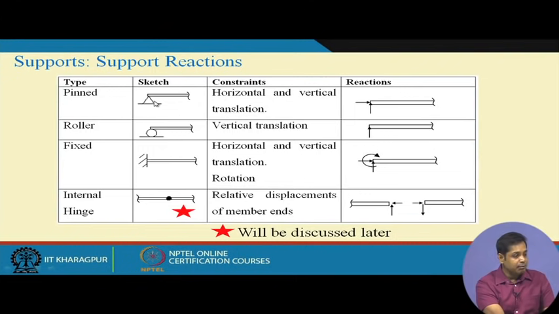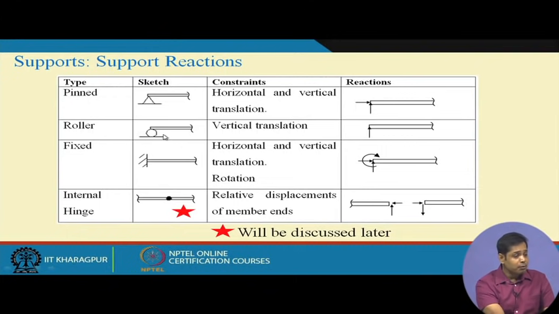Now, let us see the pin support. Pin support allows rotation, but it restricts translation. How does it restrict translation? It restricts translation by applying reaction in those directions. So, therefore, if we remove this support, it has to be represented by two forces in two directions. Since it allows rotation, there is no restriction in rotation, therefore there will be no resistive moment, no reaction moment at this support. This is the characteristic of pin support.